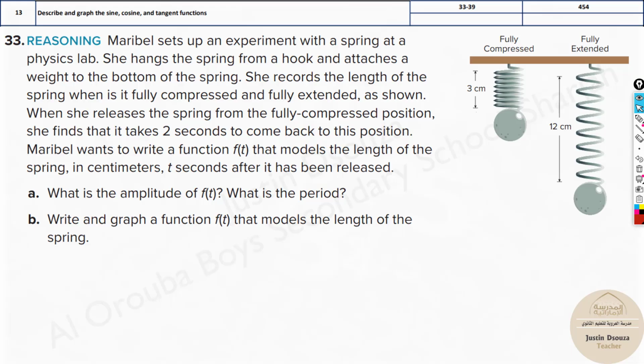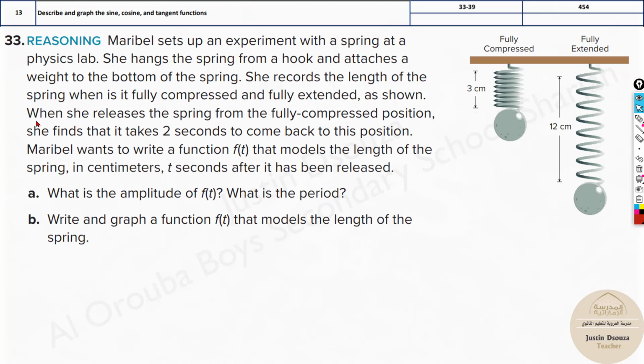Here we have real life situation problems. Let's look at this problem. You can see the figure is already given. Maribel sets up an experiment with a spring at a physics lab. She hangs the spring from a hook and attaches a weight to the bottom of the spring. She records the length of the spring when it's fully compressed. You can see it's 3 centimeters. And when it's fully extended, that's 12 centimeters.